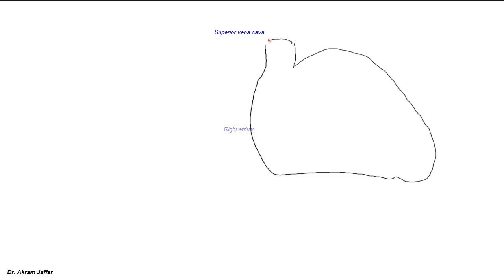This is the opening of the superior vena cava, and inferiorly is the inferior vena cava. This is the outline of the right atrium, atrioventricular groove, and on the left side is the left auricle. Arising from the right ventricle is the pulmonary trunk, and arising from the left ventricle is the ascending aorta. This is the aortic orifice here, and it is guarded by the aortic valve.